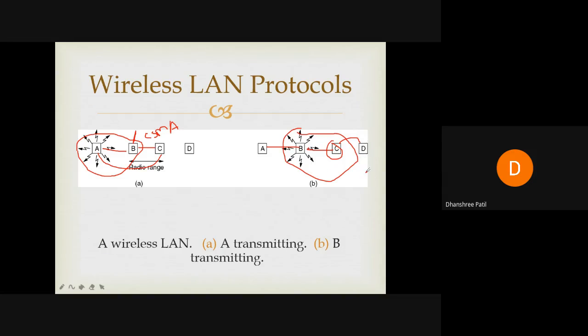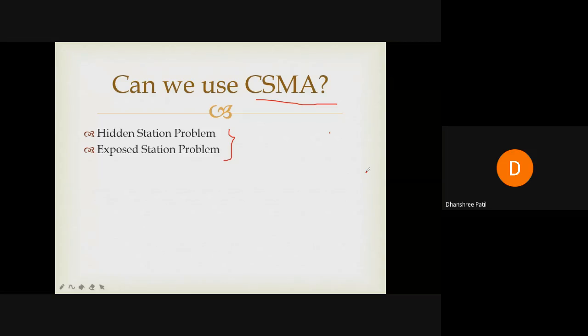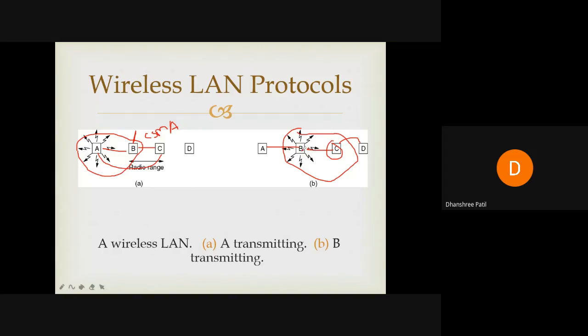So such a problem is called an exposed station problem, the second one. When B is transmitting to A, suppose C wants to communicate to B. But as C is in the range of B, C concludes that B is transmitting to A, and similarly it also concludes that its other neighbor D will also be busy with some other transmission, so it will send neither to D nor to B. This is called an exposed station problem.